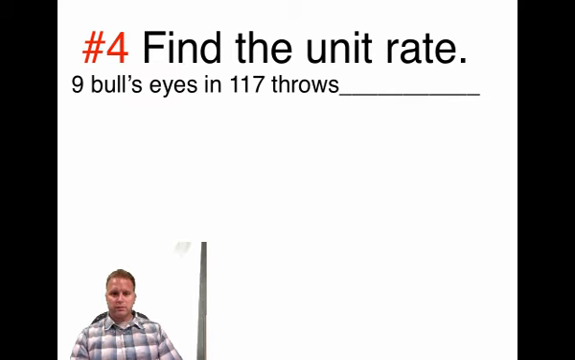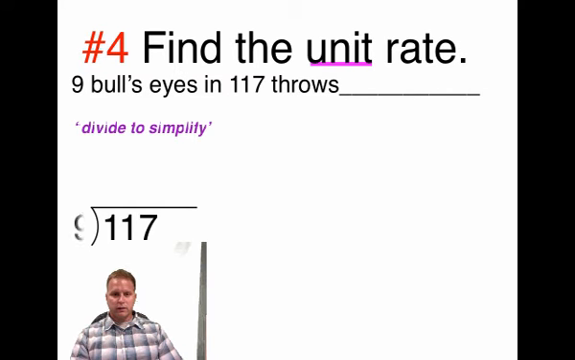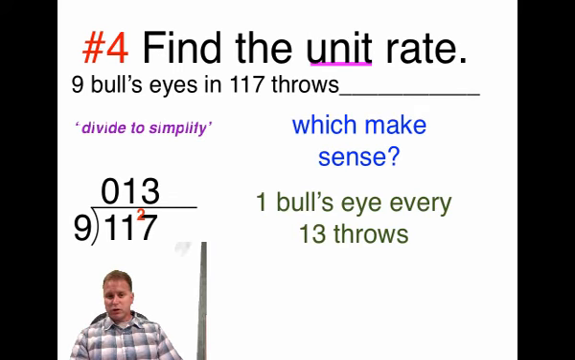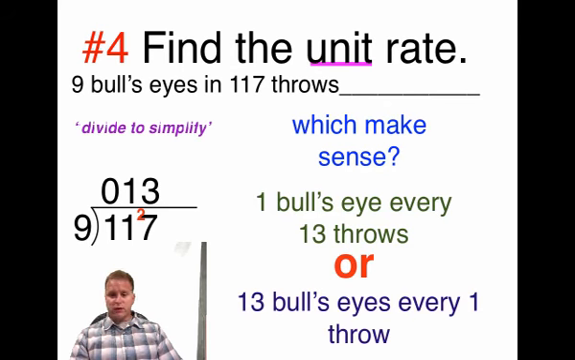Would you try this one, please? Talking unit rate here, so we divide to simplify. So we take 117 and 9. So now what does that mean? Which makes sense here? One bullseye every 13 throws or 13 bullseyes every one throw.